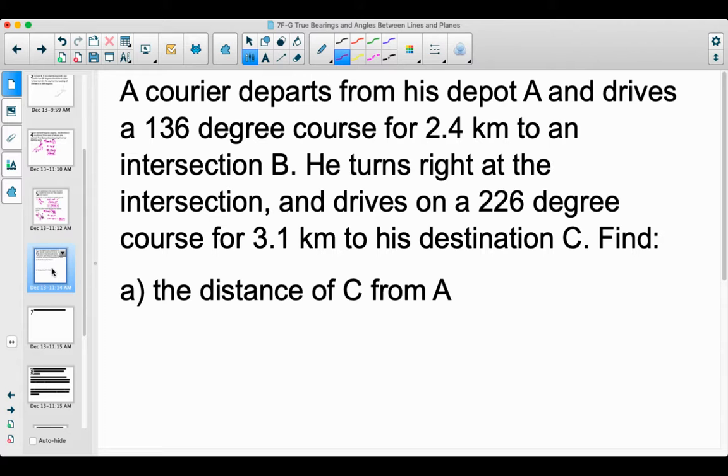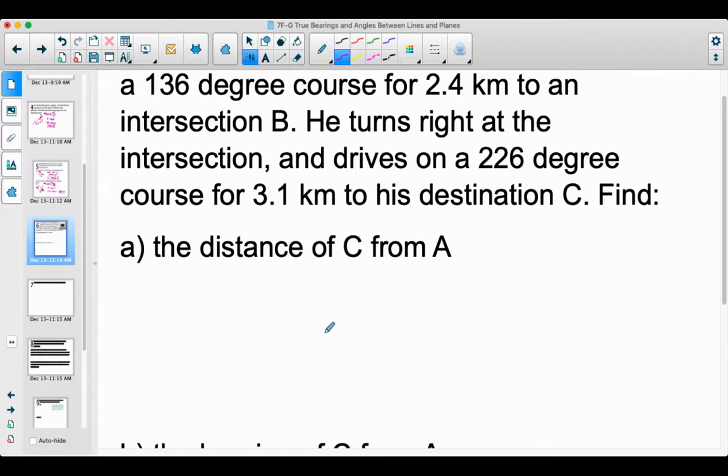Okay, so let's take a look at the next example. We have a courier that departs from Depot A and drives 136 degrees for 2.4 miles to intersection B. And then he turns right, which means B is a right angle, and drives 226 degrees. Okay, so let's take a look and draw this diagram.